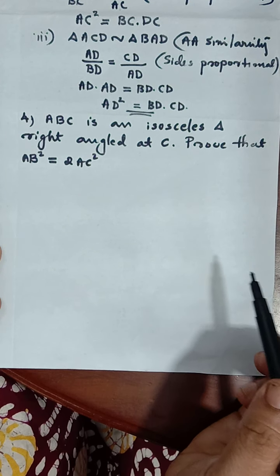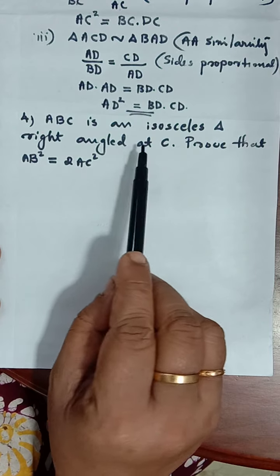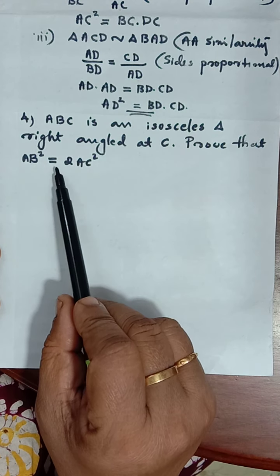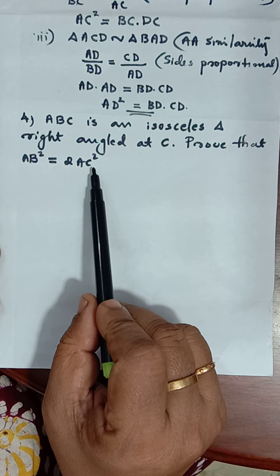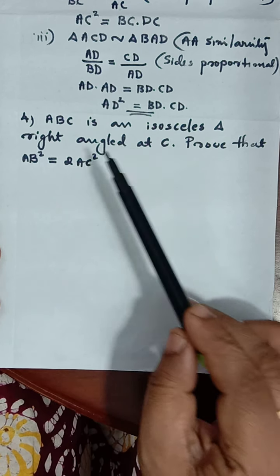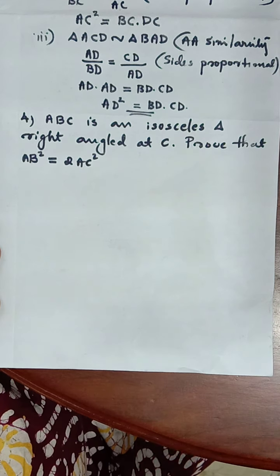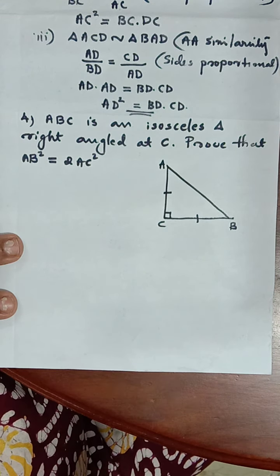It is from the textbook. Triangle ABC is an isosceles triangle, right angled at C. Prove that AB square is equal to 2AC square. So figure is not there. We have to draw a right angled triangle which is isosceles. Okay. Let us draw the figure.